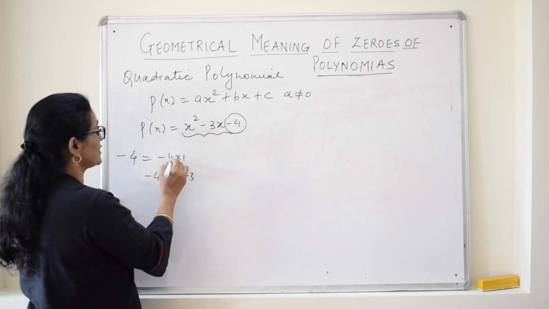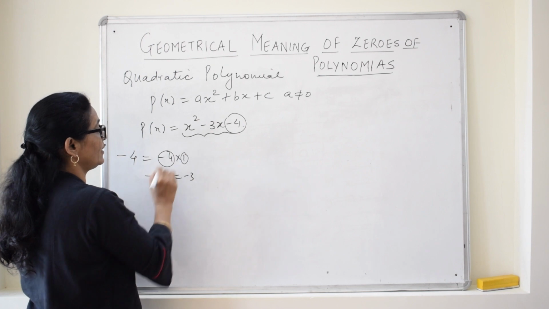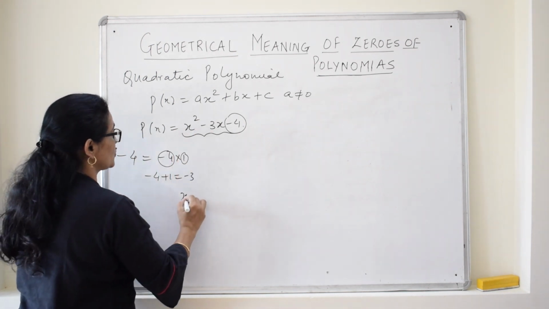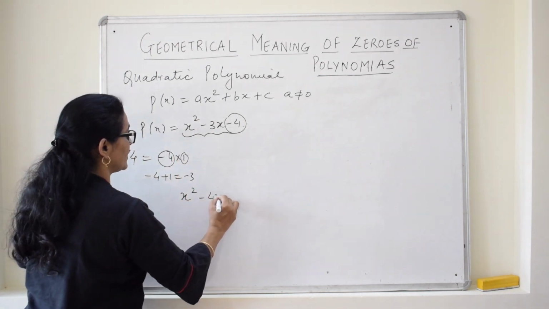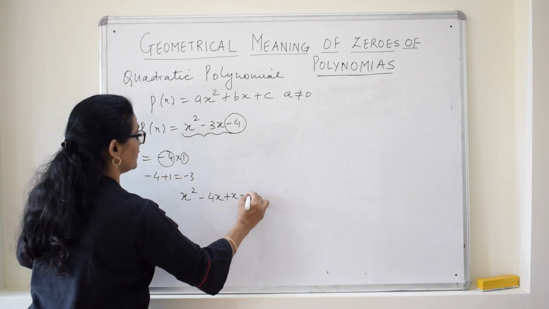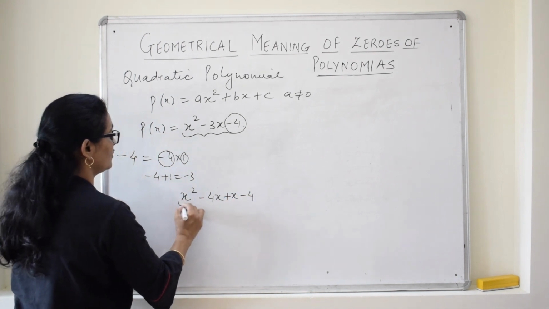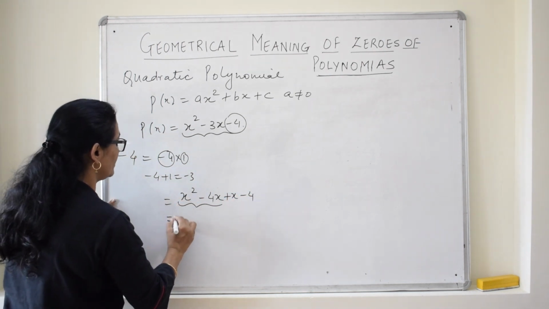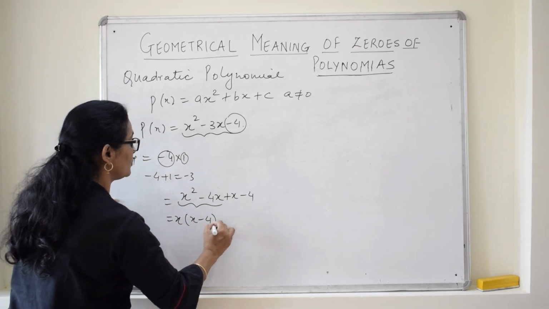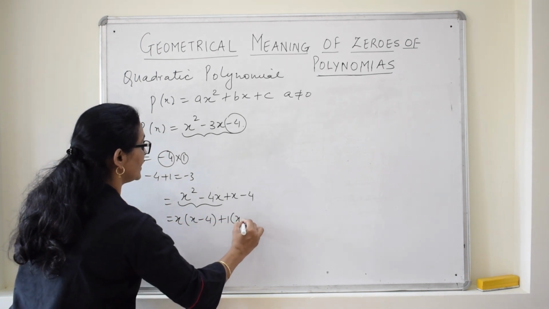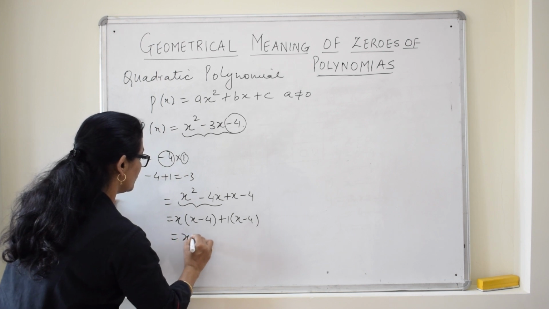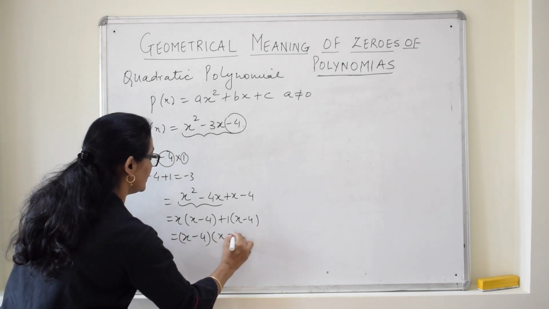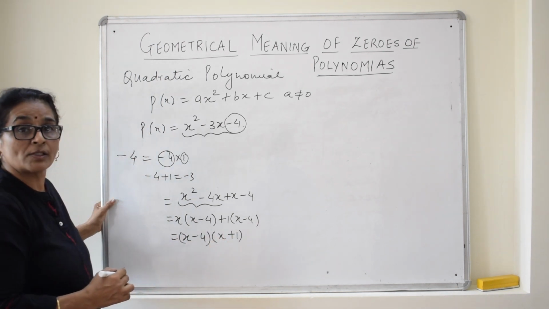So what are the two factors we are taking? Minus 4 and 1. So x square minus 4x plus x minus 4. Now take x common. This will be x minus 4. 1 common, x minus 4. So the two factors are x minus 4 and x plus 1.